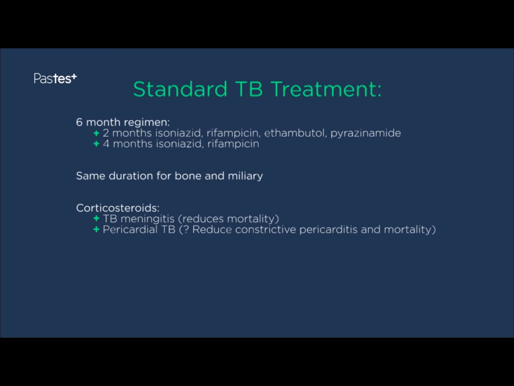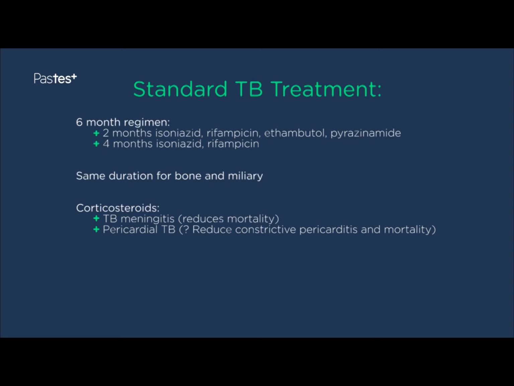So, just to talk you through standard TB treatment, your standard regimen is for 6 months. The initial 2-month induction period is with 4 drugs: isoniazid, rifampicin, ethambutol, and pyrazinamide. This is followed by a continuation phase with just 2 drugs, isoniazid and rifampicin. It's worthwhile pointing out that even if you have bone tuberculosis or miliary pulmonary TB, the duration remains 6 months.